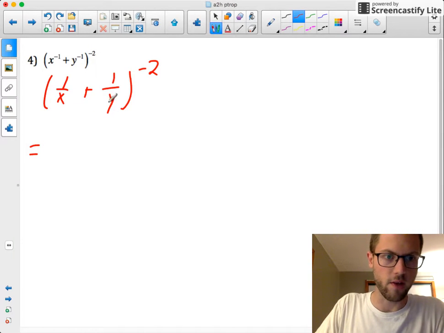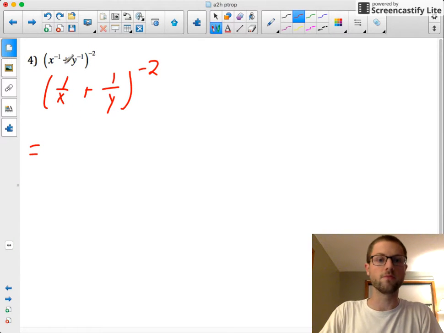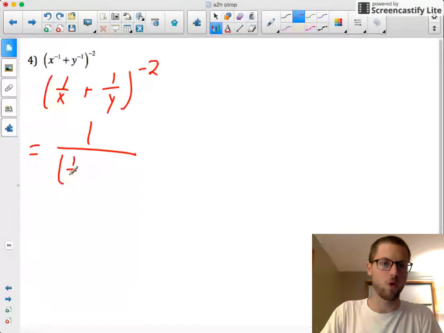So I've simplified everything on the inside, can't do anything with that. Now what I'd like to do is handle this negative exponent. So now I can move that to my denominator, making that 1 over 1 over x plus 1 over y, squared. Now notice this is still the whole quantity that's being squared here. So I can't just distribute that 2 in there since I'm adding these things together.